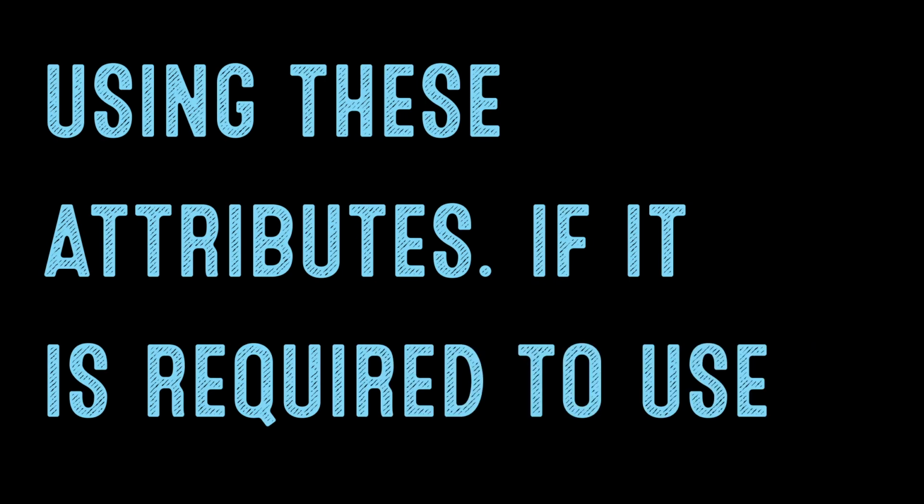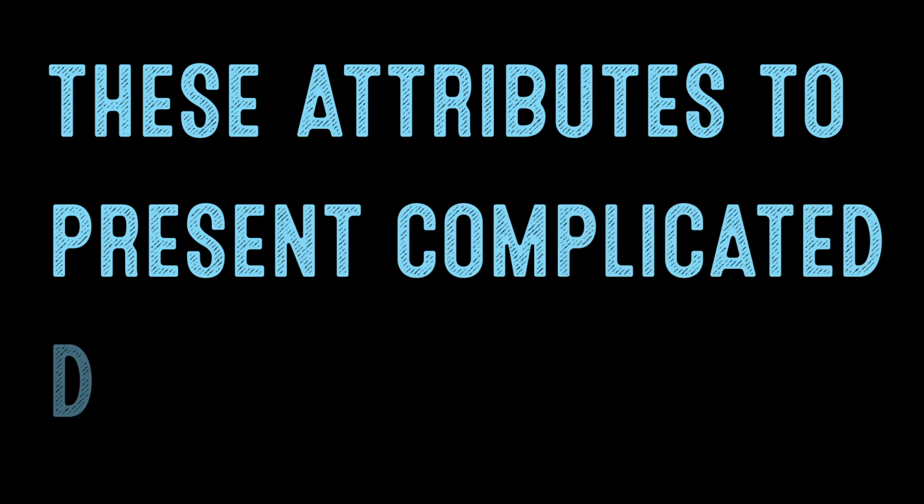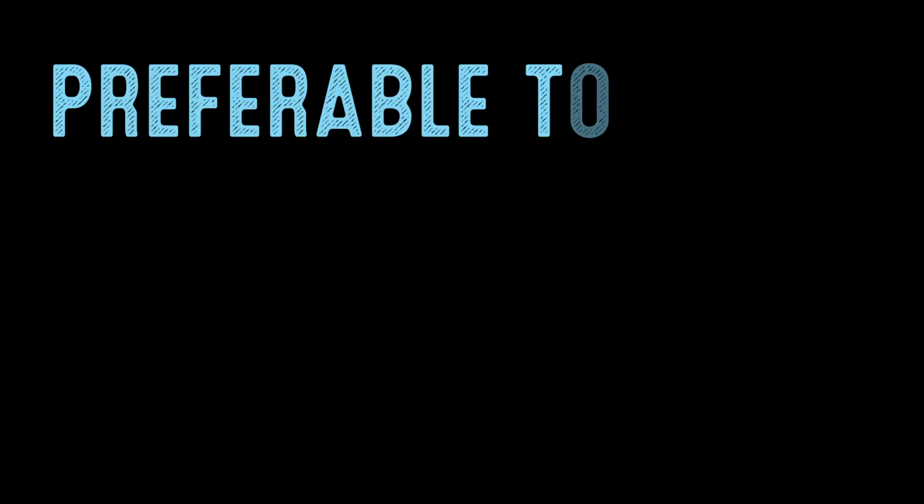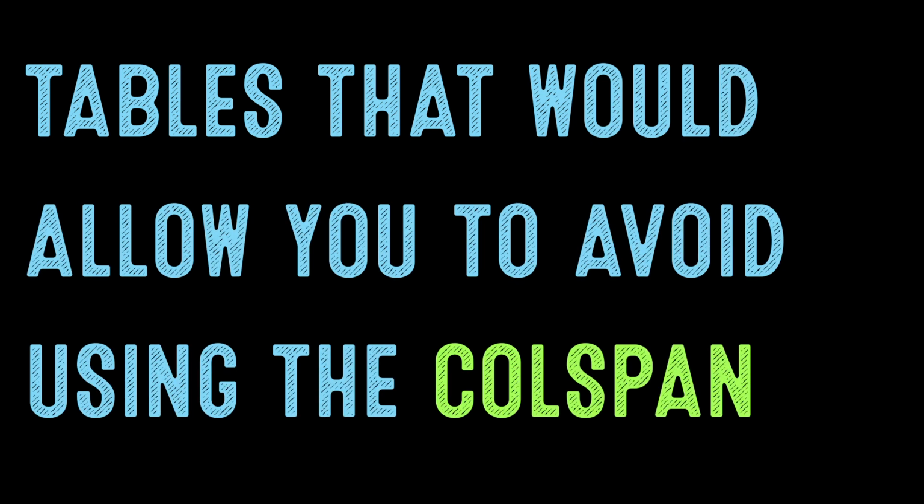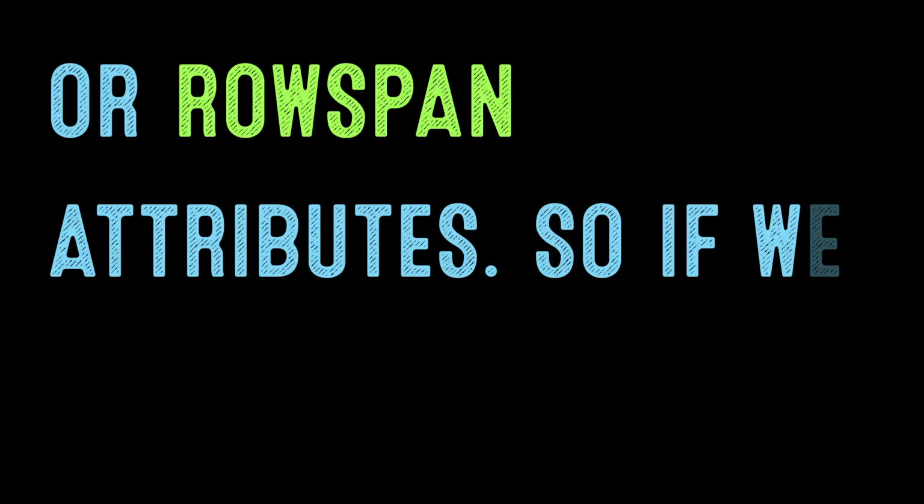If it is required to use these attributes to present complicated data, then it is preferable to break up the data into smaller related tables that would allow you to avoid using the colspan or rowspan attributes. So if we go back to our previous example, this is how we can improve its accessibility further.